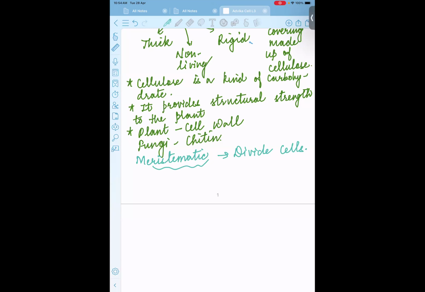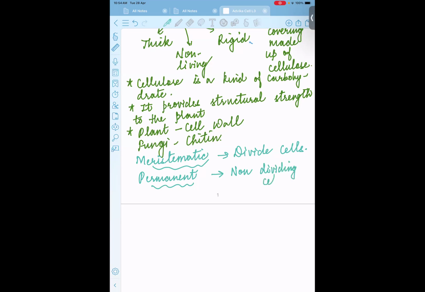In the plants, they will have two types of cells. One is the meristematic, and the second one is the permanent. Every time, all the cells cannot divide, right? Once they have divided, after some time they have to stop dividing. Then only can they become dead and become hard. So when they divide, they are called meristematic, and when they stop the division, they are called permanent. Am I clear, Advika?